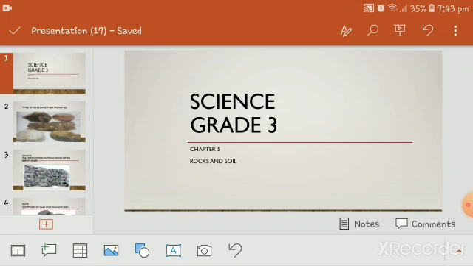This is your second lesson of chapter number 5. The name of the chapter is Rock and Soil. I have already told you about the soil and rocks in my previous lesson, what rocks are, what soil is, and the uses of rocks and soil. So today we are going to start the next topic, which is types of rocks. We will discuss today the types of rocks.